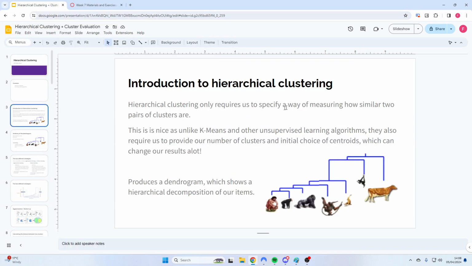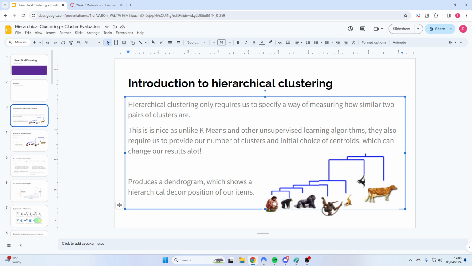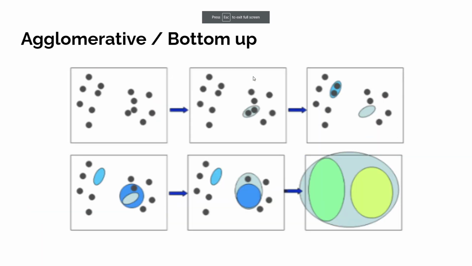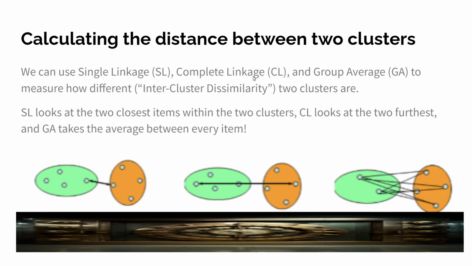Okay, so right here we said the only thing we need to specify is a way of measuring how similar two pairs of clusters are. In my last session, we looked at the distance between two elements, but now we need to talk about the distance between two clusters, and there are a few different ways that we do that. We do single linkage, complete linkage, and group average.